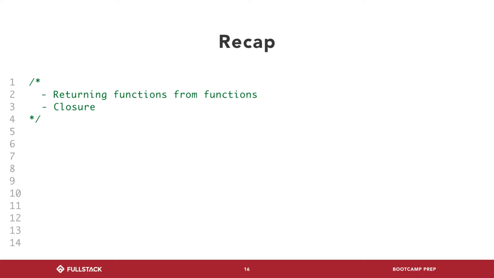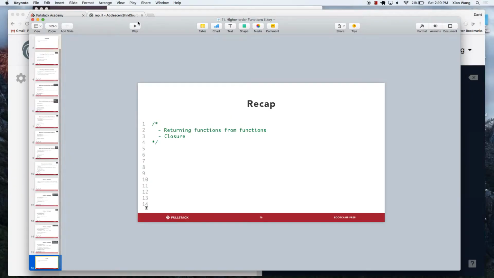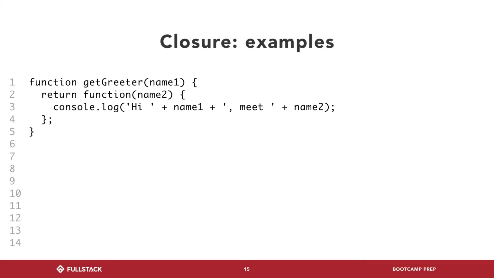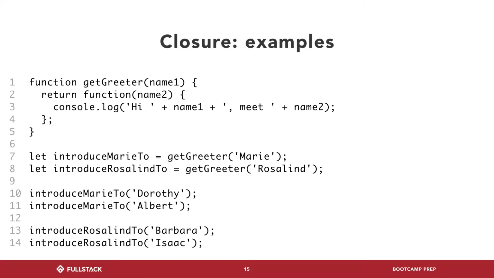So let's take a look at one of the workshop problems here. Or actually, before I do, are there any questions about that last slide before I move on to the workshop questions? Well, the second to last slide I had a question on. So, for instance, the introduce Marie to. So what happens there, because there's no name to? So what actually happens there?